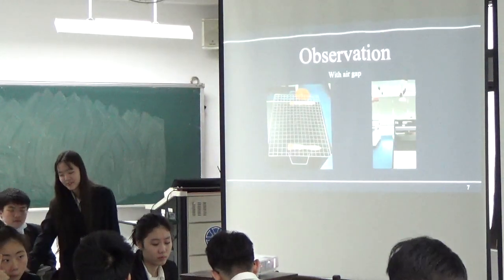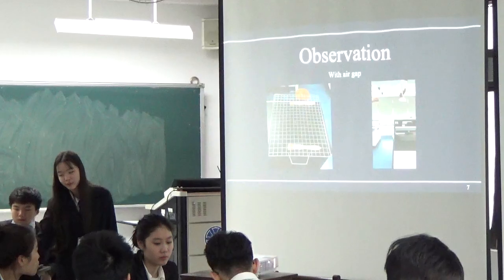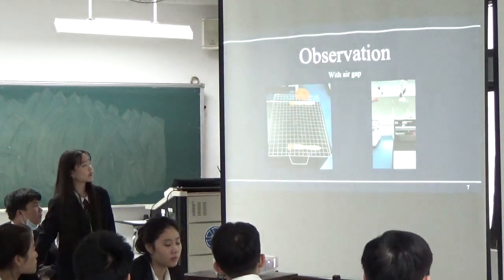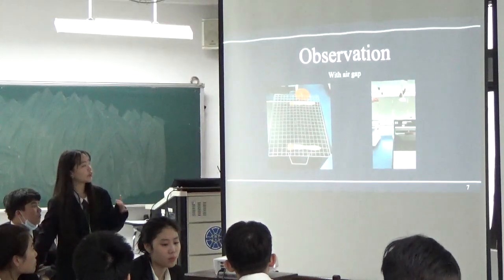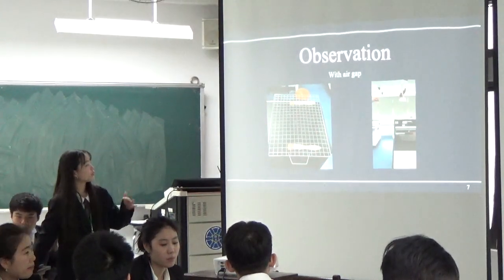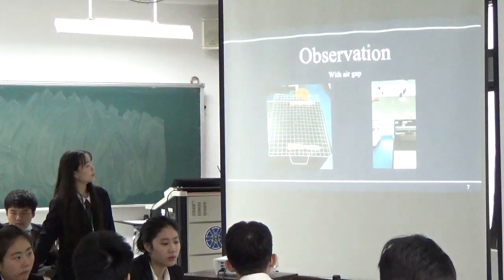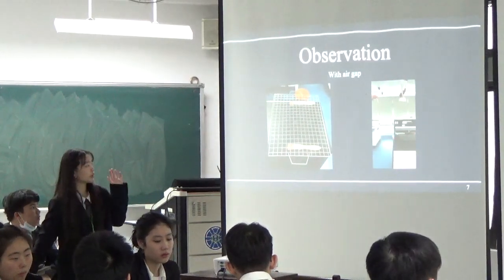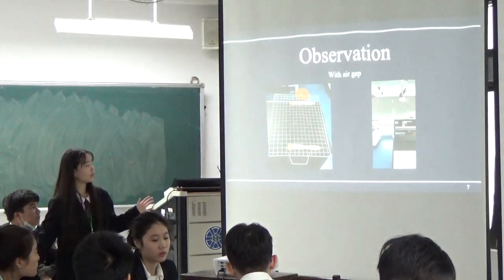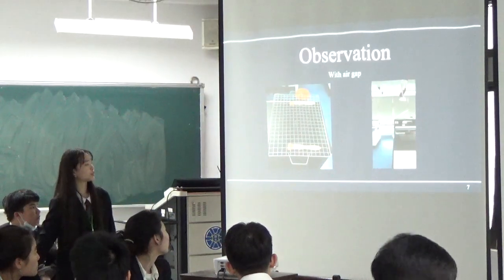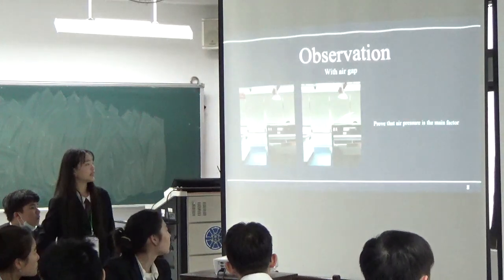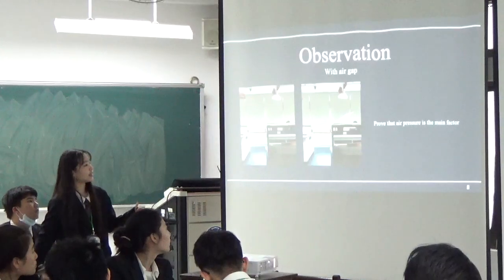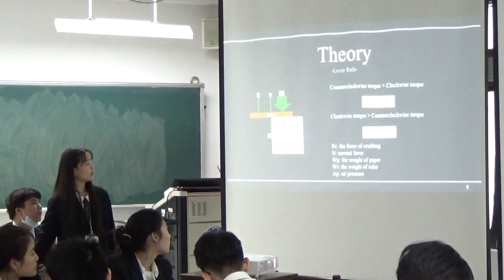For the observation, we think that the air pressure is the main factor that makes the ruler remain on the table. So we do another version where we create an air gap. From the video, we can see that when there's an air gap, the ruler will fall off the table. So we can make sure that this air pressure gives the force to let the ruler remain on the table.